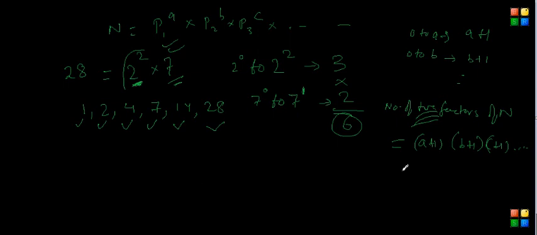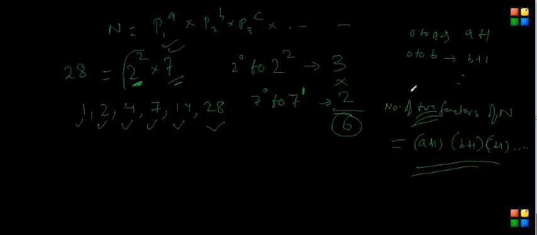So what exactly we're trying to find out is the number of positive factors of n, and that will be equal to (a+1)(b+1)(c+1). Unless otherwise stated, it must be taken that we are talking about both negative as well as positive factors. Otherwise it must be mentioned that it is the number of positive factors, and that would be equal to (a+1)(b+1)(c+1), and so on and so forth.